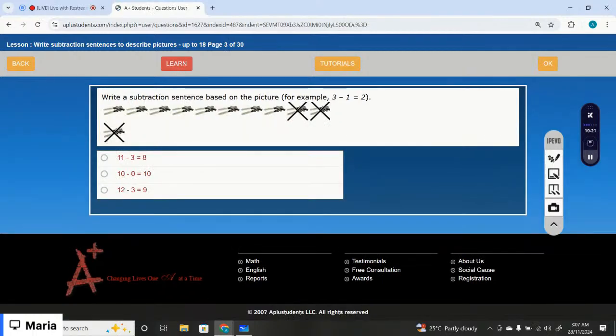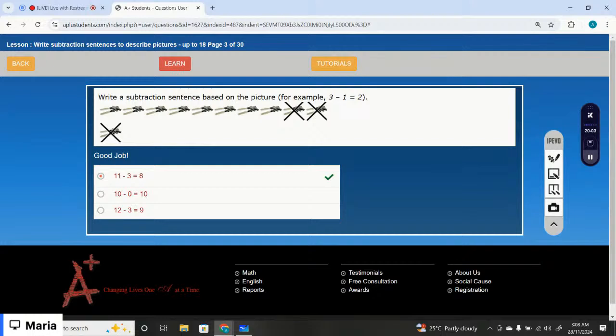Write a subtraction sentence based on the picture. So, which is the correct option? That is 11 take away 3 equals 8. Option number one is the correct option.